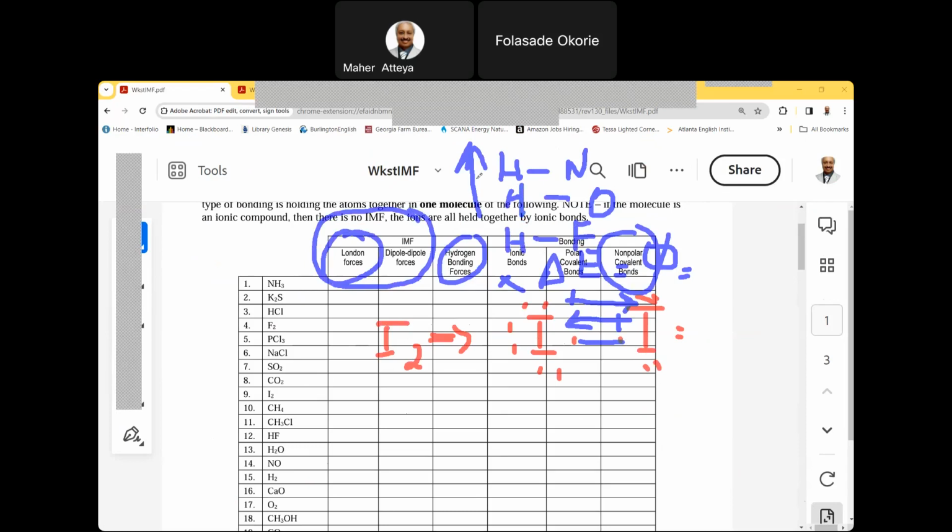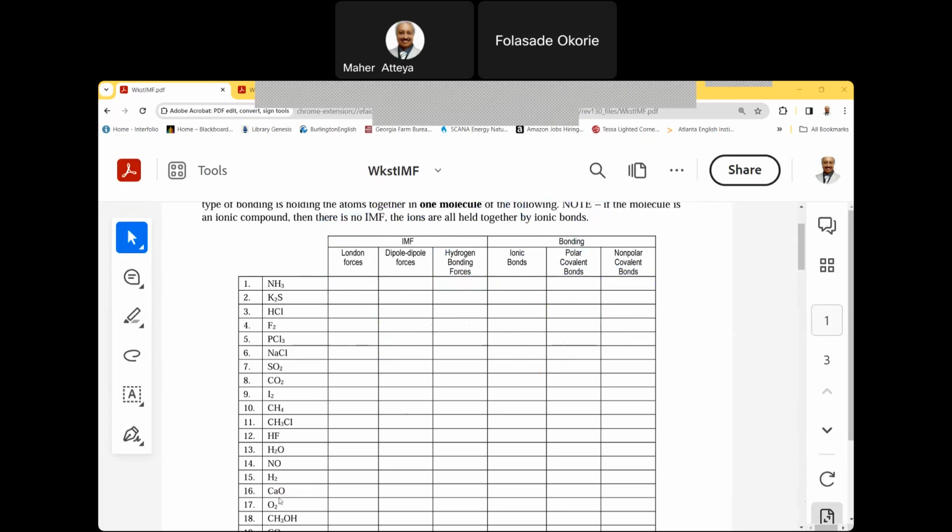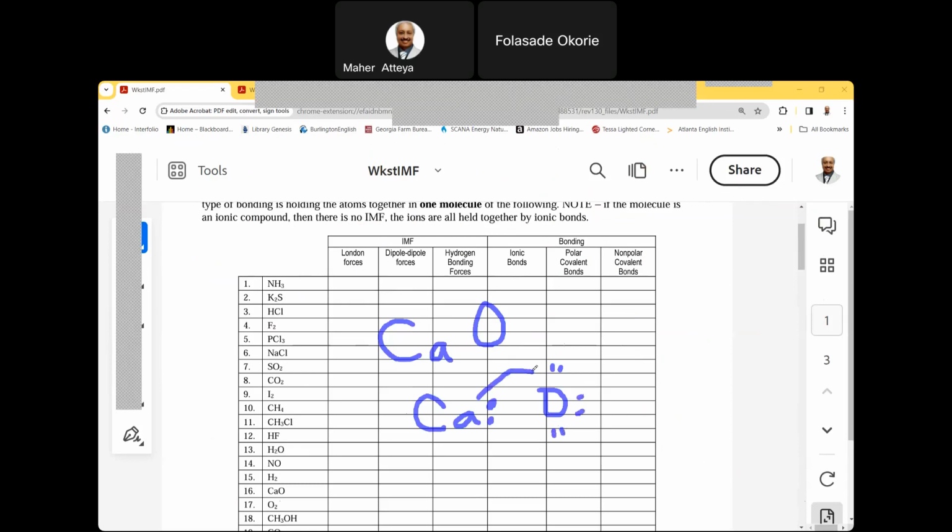Okay. Then what about the next one I gave you? What was the next one I gave you? 16, correct? 16 and 17. 16 is the same thing, but 16 is CaO. It's calcium oxide. Calcium has 2 valence electrons. Oxygen has 6. Now the 2 electrons will be transferred here. So calcium loses them to oxygen.